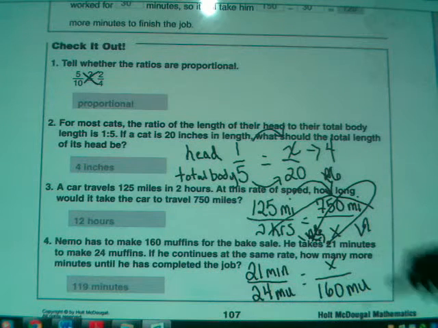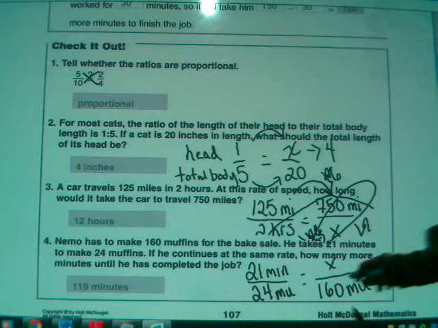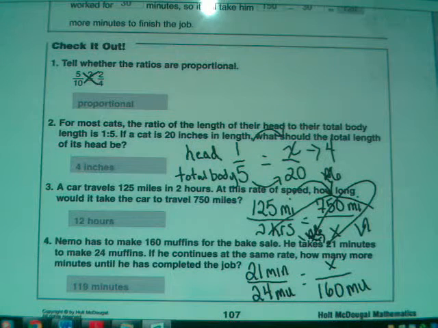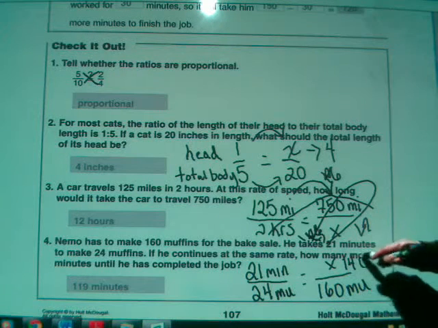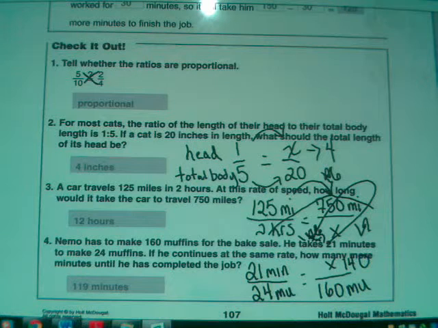On the one diagonal is 24 times x, 24x, and that's got to be the same as 21 times 160. Well, 21 times 160 is 3360. So what can I multiply by 24 to get to 3360? Well, in this case, 3360 divided by 24 will give me that solution of 140. So it's going to take them 140 total minutes to make 160 muffins. The question is, how much more time? Well, he's already spent 21 minutes, so if I knock off the 21 minutes he's already spent, that's 119 remaining minutes to finish the total job of 160 muffins.